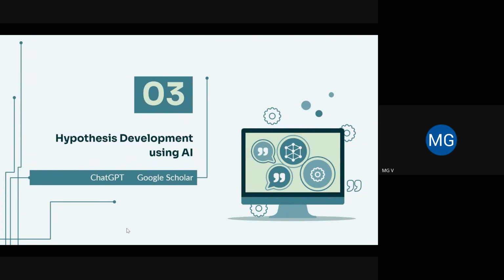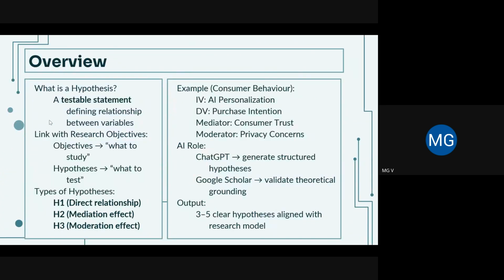Now, next topic, hypothesis development using AI. For this, we will use these two tools or platforms, ChatGPT and Google Scholar. So what is hypothesis? Anyone? What is hypothesis? Basically, hypothesis development is a critical step in transforming research design into empirical testing. A hypothesis is a testable statement, a tentative statement, or you may say an assumption, right?